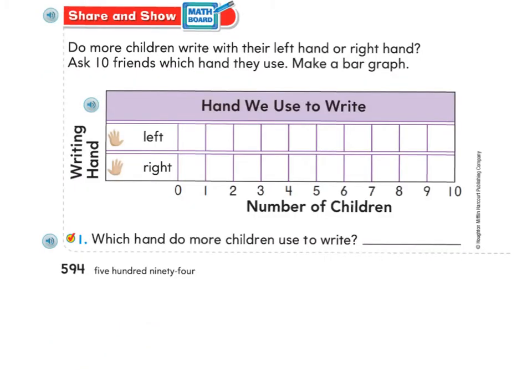Now down at the bottom of this page, it says, do more children write with their left hand or right hand? Ask 10 friends which hand they use. Make a bar graph. It says hand we use to write with, or writing hand, is either the left or the right, and then number of children. Now obviously we're not at school, so you've got to ask the people at your house. So go ahead and ask the people at your house what hand they use to write with, their left hand or their right hand, and then make sure you fill in the number of boxes to make your bar graph. Once you've done that, go ahead and answer this question. Which hand do more children use to write? Which hand did more people use to write?